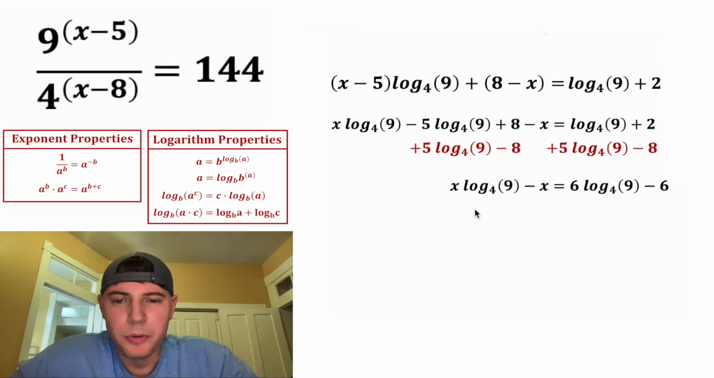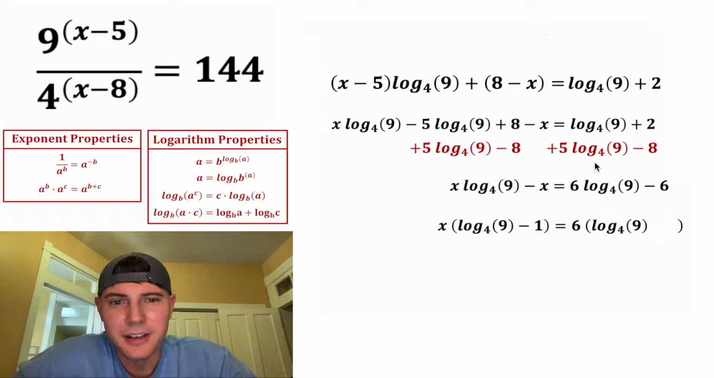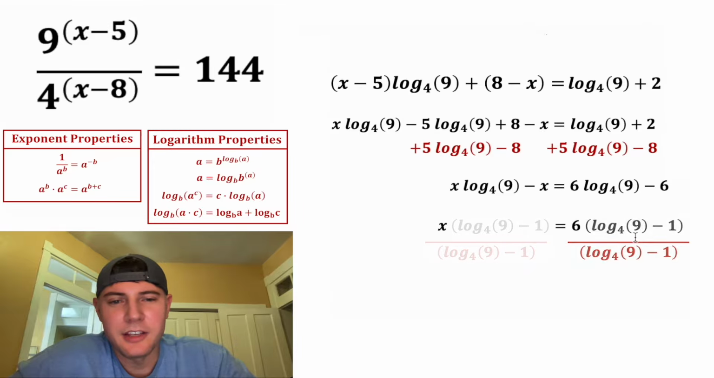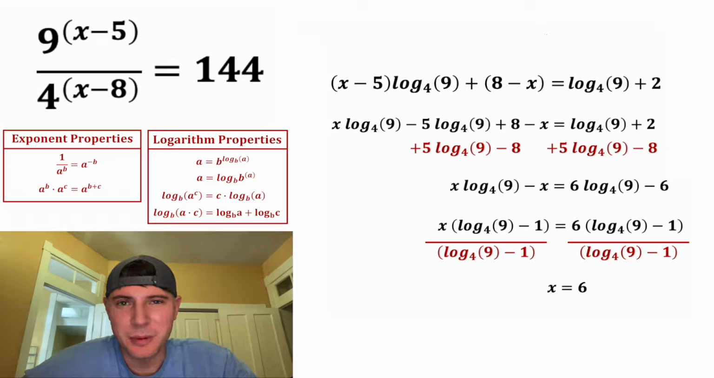Next, on the left-hand side, both of these terms have an x, so we can factor out the x. X times what gives us this first term? That's log base 4 of 9. And then x times what gives us negative x? Well, that's negative 1. And then on the other side, both terms have a 6, so we can factor out a 6. 6 times what gives us this? Well, that's log base 4 of 9. And then 6 times what gives us negative 6? Well, that's negative 1. So now we factored both sides of the equation. Both sides have a log base 4 of 9 minus 1, so let's divide both sides by log base 4 of 9 minus 1. These are gone, and that leaves us with x equals 6. So after all that work, we got x equals 6 as a possible solution.